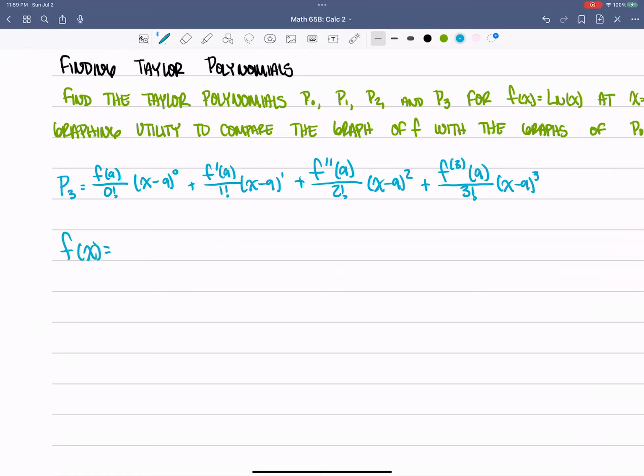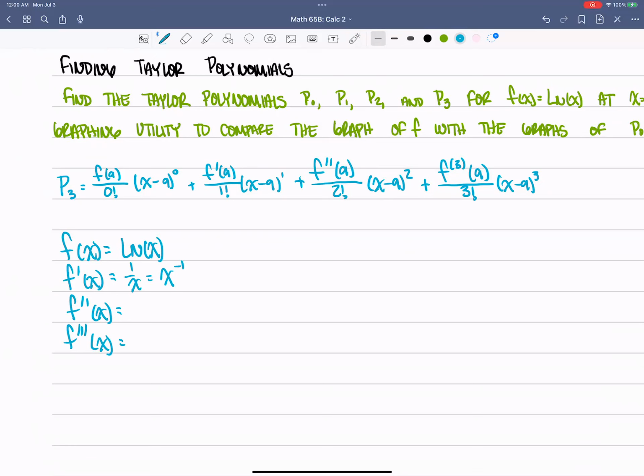f of x is equal to ln of x, and we're going all the way up to the third derivative. So we have f prime, the second derivative, and the third derivative. The first derivative is going to be 1 over x, or we could write this as x to the negative 1.